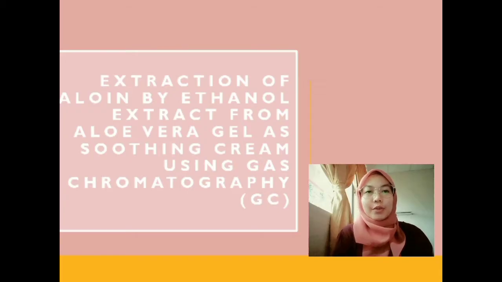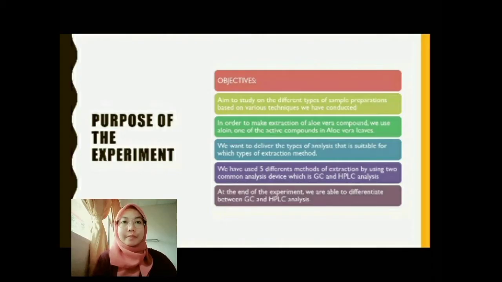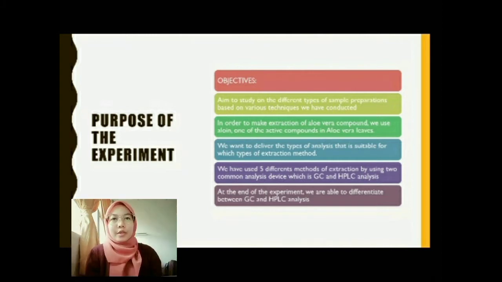In this video, we aim to study the different types of sample preparations based on the various techniques we have conducted. In order to make extraction of aloe vera compound, we use aloin, one of the active ingredients in aloe vera leaf. We have used 5 different methods of extraction by using two common analysis devices, which are GC and HPLC.